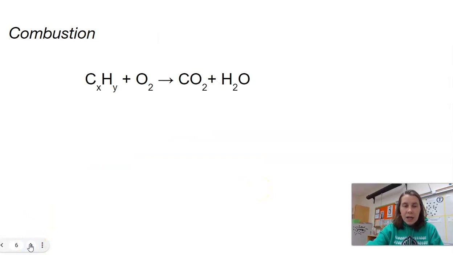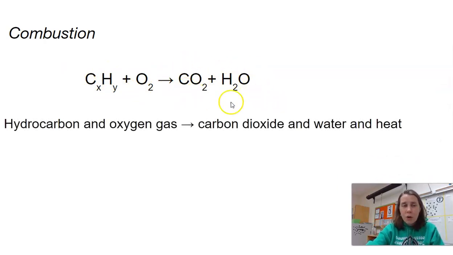And then the last type is a combustion reaction. So the general form of these is we have something with carbon and hydrogen in it, right? We have oxygen gas, and we always form CO2 and water. So the general form is a hydrocarbon. It's just a general name for a compound that contains carbon and hydrogen, oxygen gas, and we always make carbon dioxide and water, and then a lot of heat. So pretty much any burning reaction that you know of is a combustion reaction.